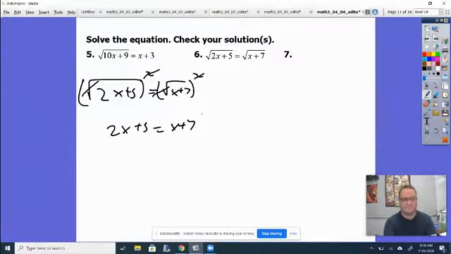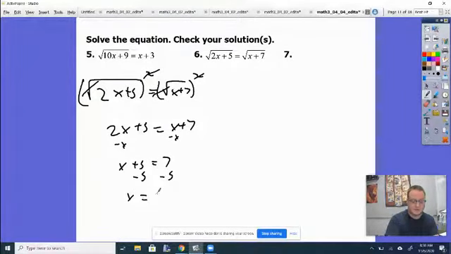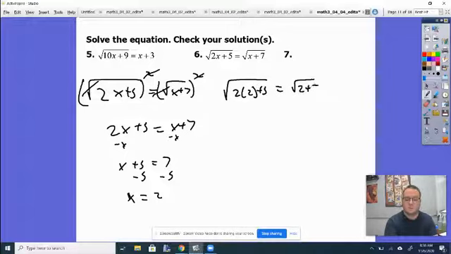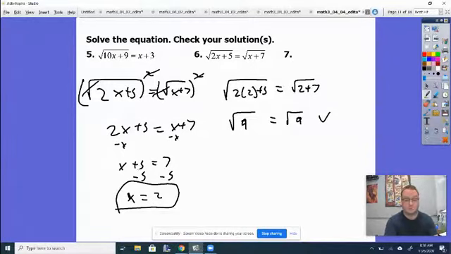This is a 5th, 6th grade problem at this point. Minus x, x plus 5 equals 7, minus 5, x equals 2. Okay, double checking that this works nicely for me. 2 times 2 plus 5, 2 plus 7. This is going to be the square root of 9 equals the square root of 9, which is a true statement. Okay, so again, always double check for extraneous solutions.